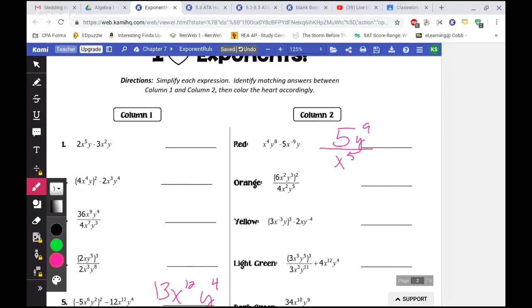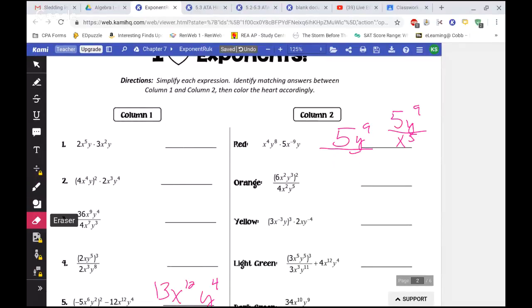Does that make sense? Yes, ma'am. Yes, ma'am. Okay, good. All right, then I'm going to go on to yellow.